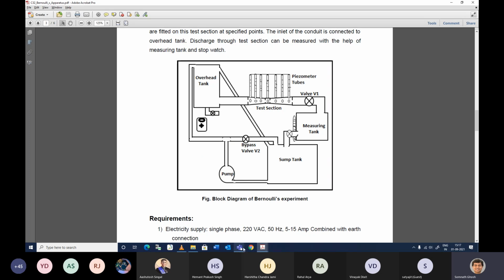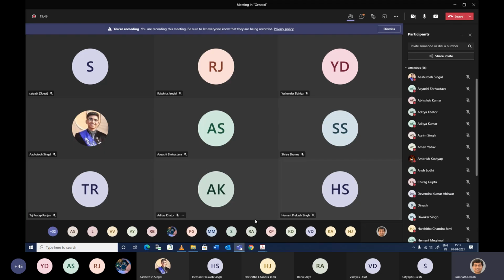Okay, if no other questions, then we will move to our next set of experiments, that is the flow measuring experiments. Any questions for Bernoulli set of experiments?